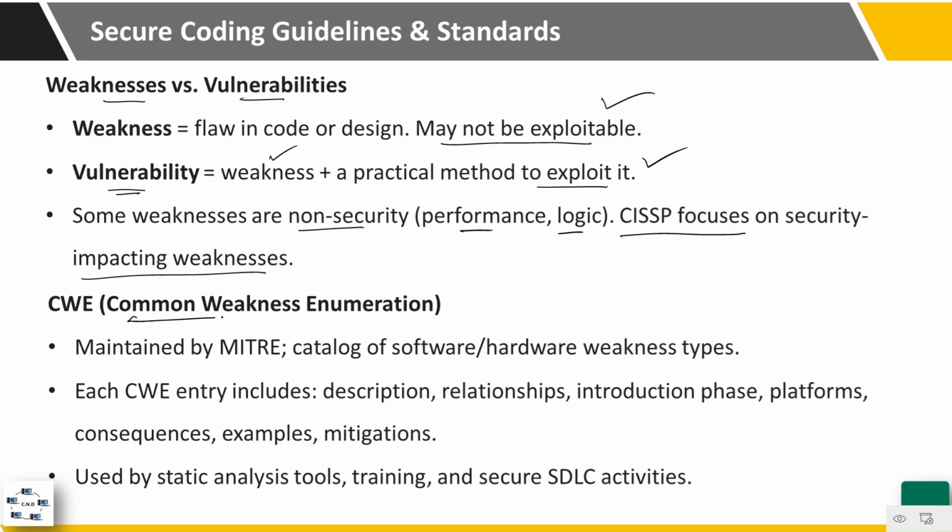CWE, that is Common Weakness Enumeration. It is maintained by the MITRE organization, and it is basically a catalog of software and hardware weakness types. Each CWE includes its description, relationships, introduction phase, platform consequences, examples, and its mitigation. It is used inside static analysis tools, training, and during secure SDLC activities.